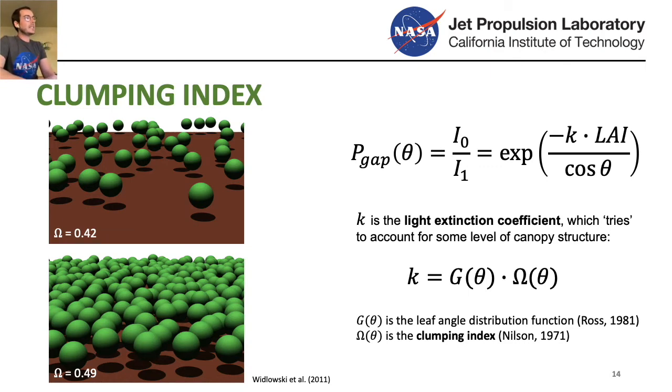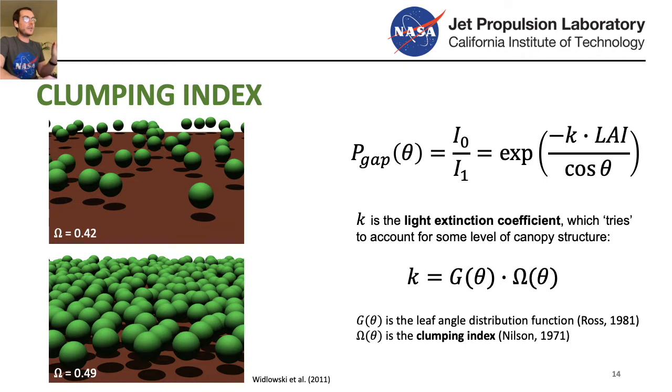The clumping index is this factor that talks about how much a canopy is clumped, or how much space you have in between trees or within trees. So any sort of canopy gaps you have. So for example, in this case, we have large gaps, and it's 0.42, and then smaller gaps 0.49. The difference is not huge here. But the idea is that the clumping index is going to be equal to 1 if we're talking about a homogeneous case.